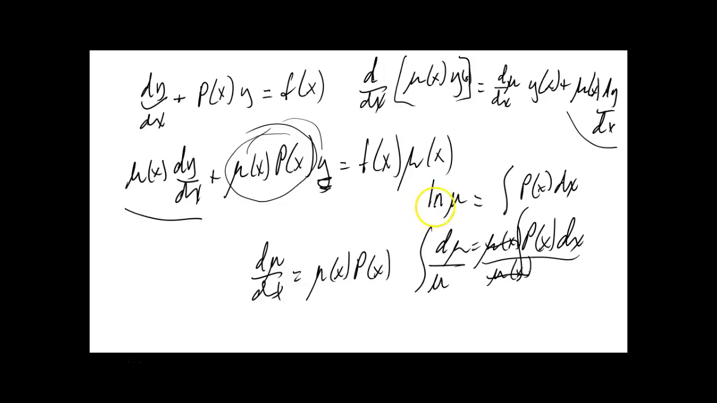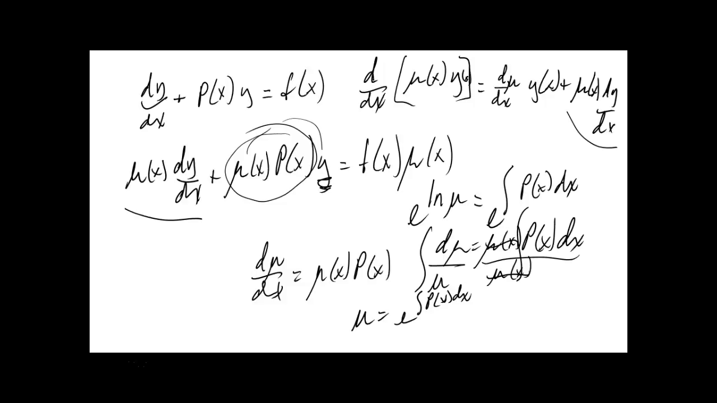Okay. How can I get rid of the log? How have we done it before today? Say again? Exponentiate. Take the e of this and the e of that. And suddenly I have that mu is equal to e to the integral p of x dx. There's the e, there's the mu. And if I do this, then I have this being a perfect derivative, because this is d by dx of a product of mu and y.